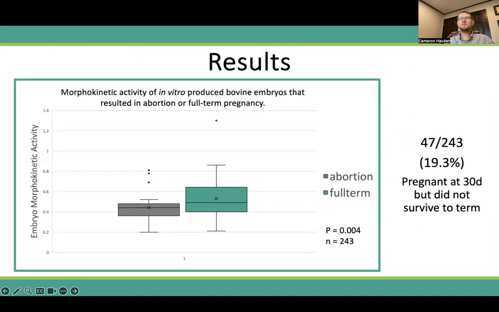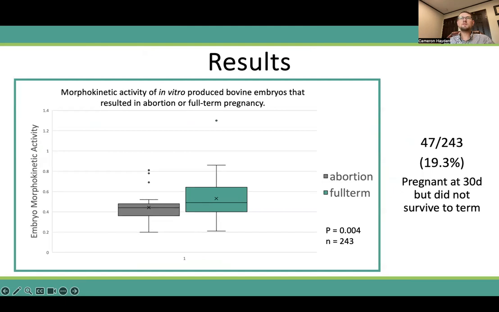As we move into the results section, it's important to note that since the time of abstract submission, there have been several new samples collected with full-term pregnancy outcomes, and so I will continue to present only these updated results.